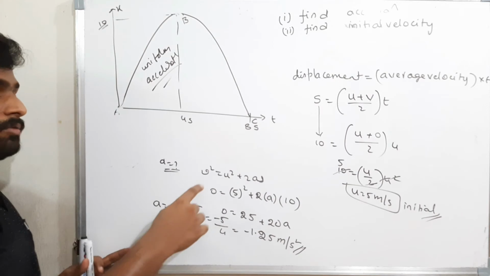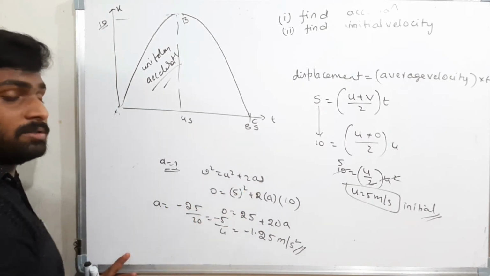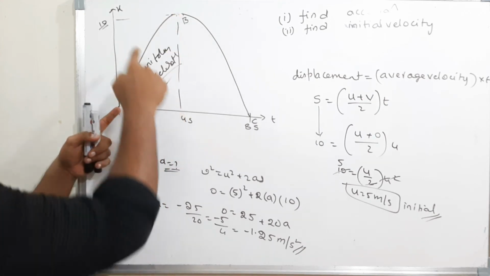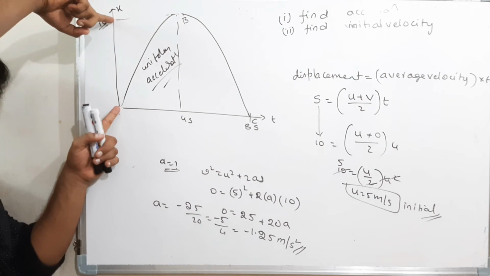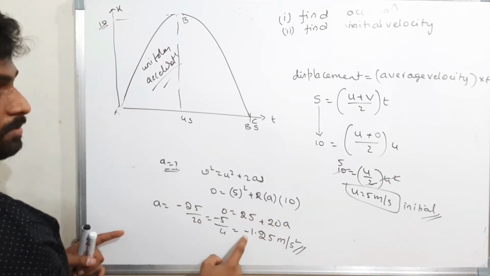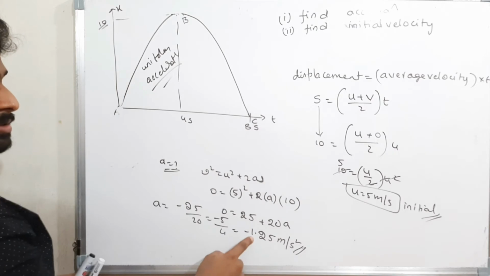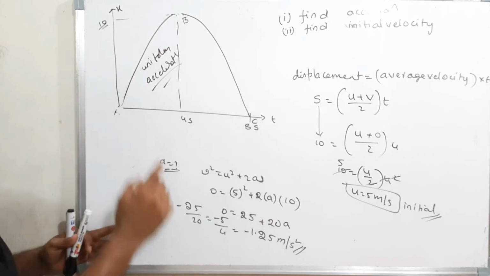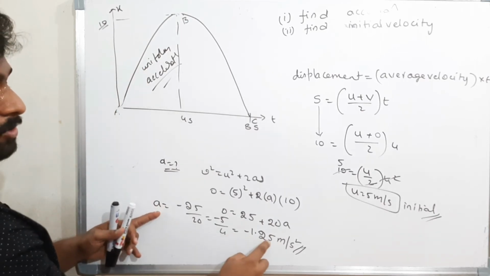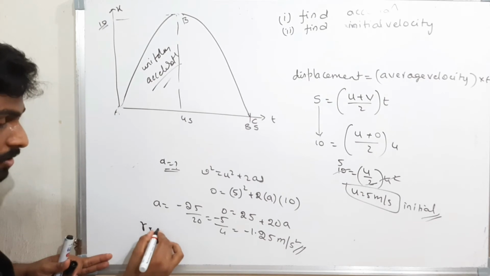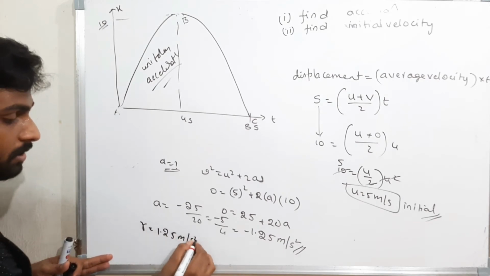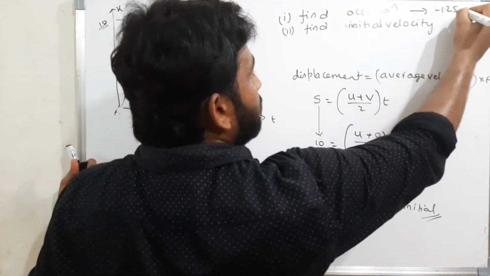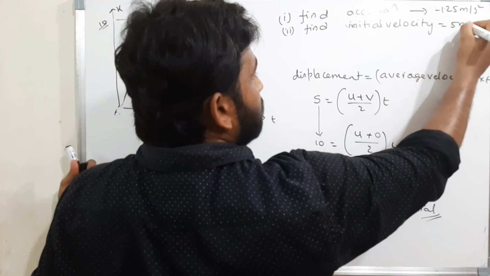Now I am using the equation v square is equal to u square plus 2as. Initial velocity is 5, final velocity is 0, time is 4 seconds, and displacement is 10 meters. Now by using this equation, I got the acceleration as minus 1.25 meter per second square. That means the velocity is decreasing, and velocity decreasing means it is a retardation. Therefore, acceleration is minus 1.25 meter per second square, or retardation is equal to 1.25 meter per second square, and the initial velocity is 5 meter per second.